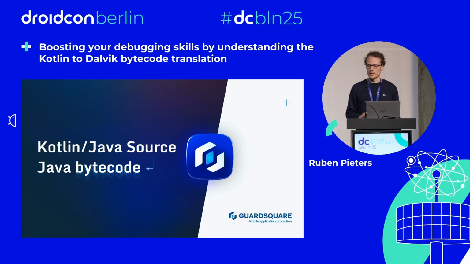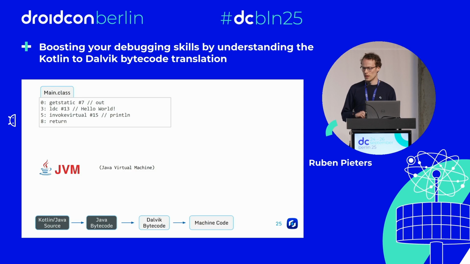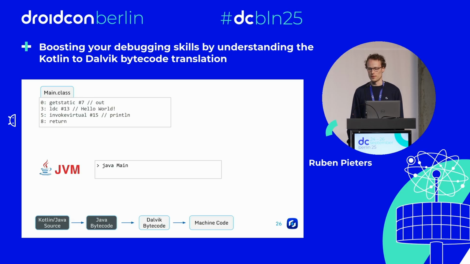So let's get into a bit more detail on this first step, the source to Java bytecode. As we saw before, Java or Kotlin source code gets compiled either by javac for Java or kotlinc for Kotlin into Java bytecode. This Java bytecode can run on a Java virtual machine. Typically you will have a JDK installed, so you have the java command available. You can run Java bytecode, so we can run this Main.class file. It will run the main method, and then we will see that it prints hello world by executing this command.